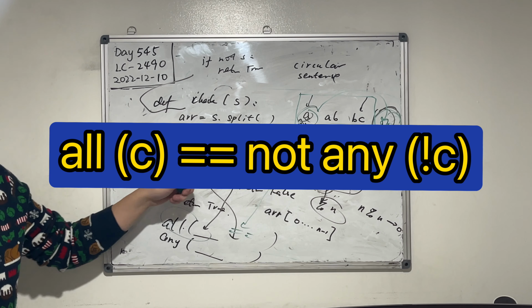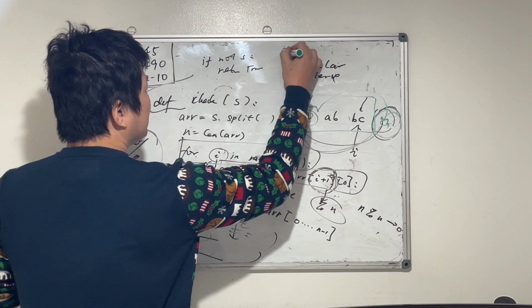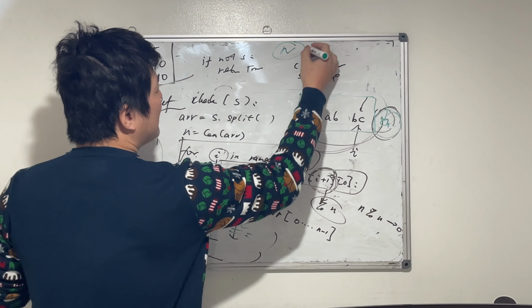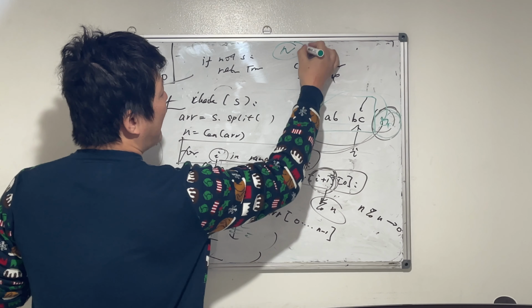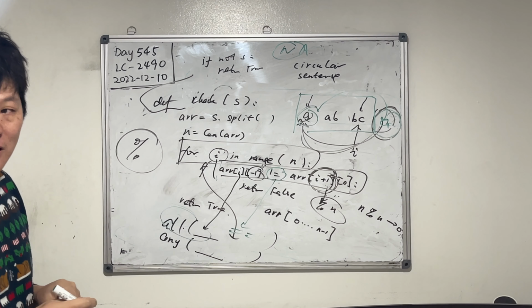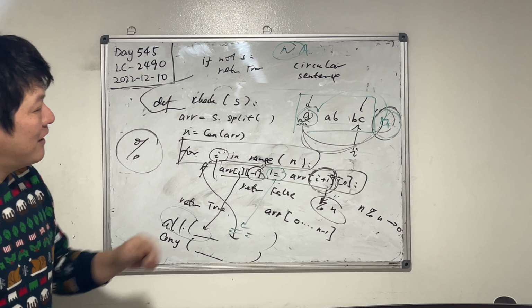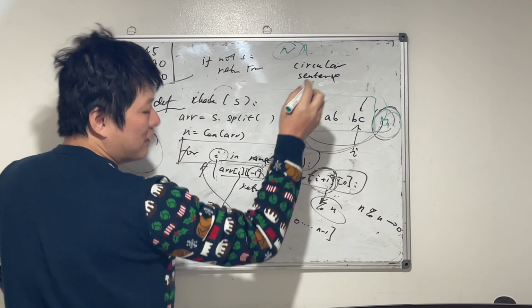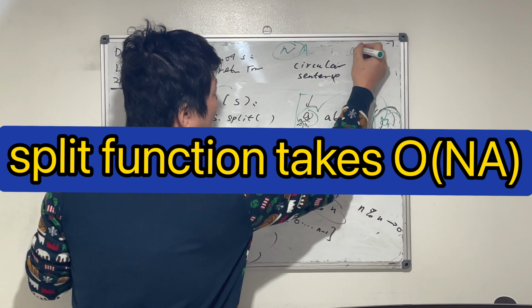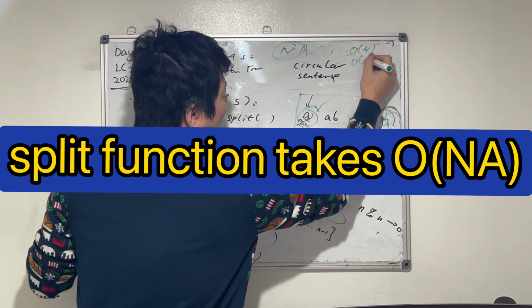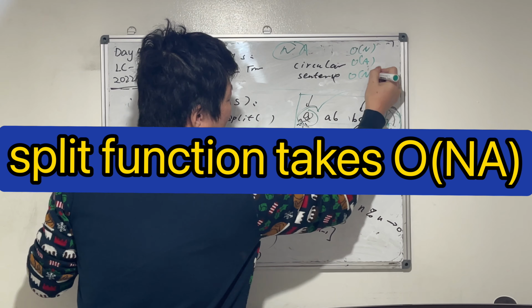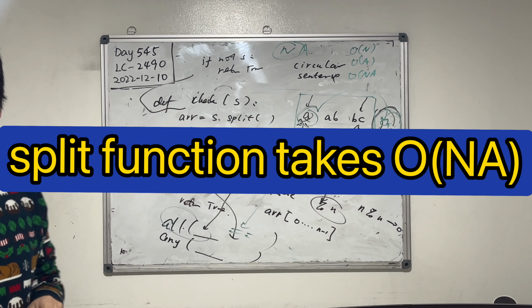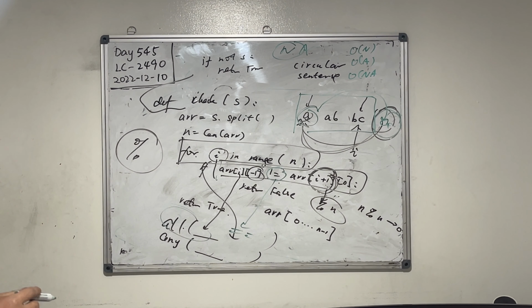The time complexity, if there are n words and each word has the length a, what's the time complexity? I have three choices. O(n), no. O(a), no. O(n·a). Okay, so tell me, O(n·a). This is a simple question.